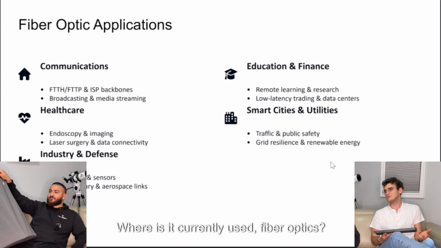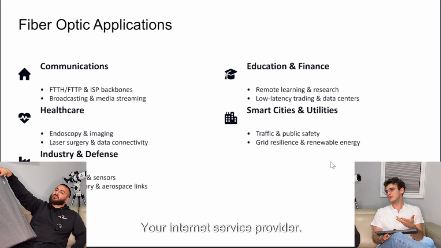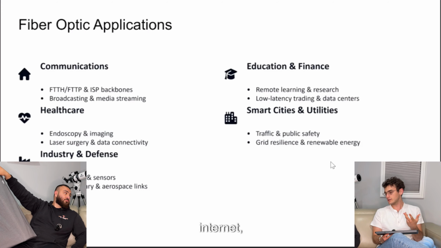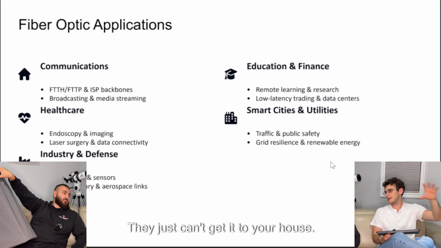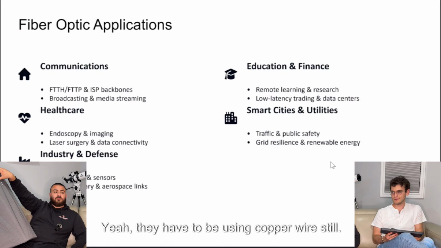Where is it currently used? Fiber optics. Communications. Your internet service provider. It's the backbone of their communications. So even Spectrum, when they say they can't give you fiber internet, they themselves are getting internet through fiber optic wires. They just can't get it to your house. Losers. Yeah, they have to be using copper wire still.